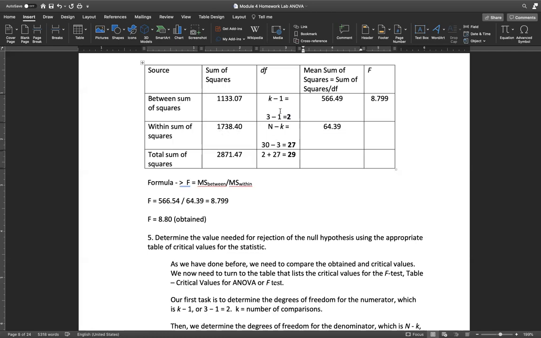So for my between sum, I'm going to take k, which is my number of groups, and I have three groups of preschoolers, minus 1 equals 2 for the between group. My within group is how many people are in the group minus the number of groups. So this is 30 in all three groups, minus the three groups equals 27. My total is these two numbers added together, which will be important later, but not yet. All right, so then we get our mean sum of squares, and then we divide these two to get our F score. Okay, so that is how we get our F score by hand.